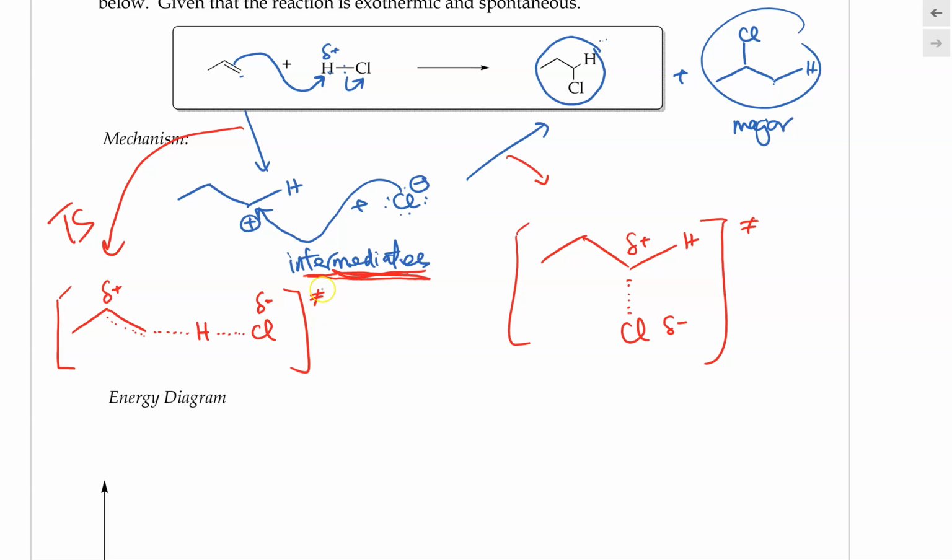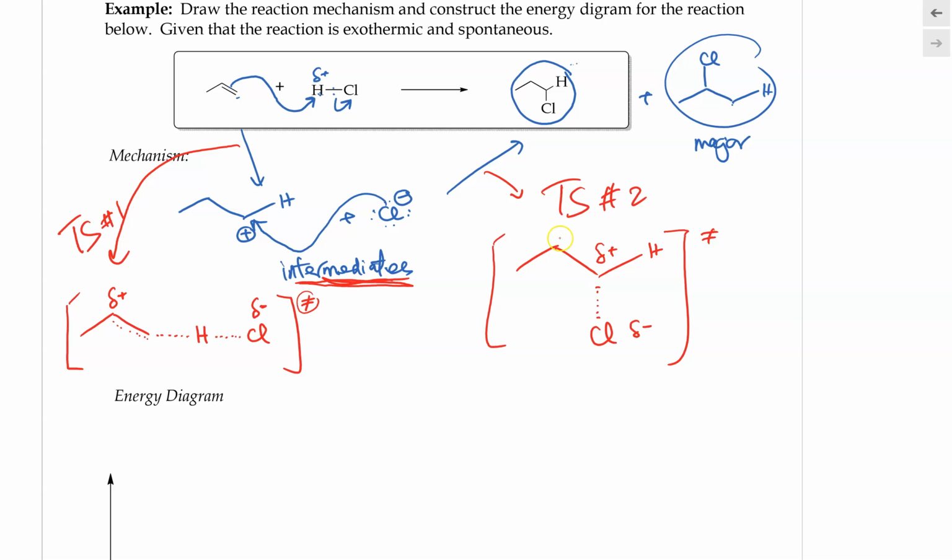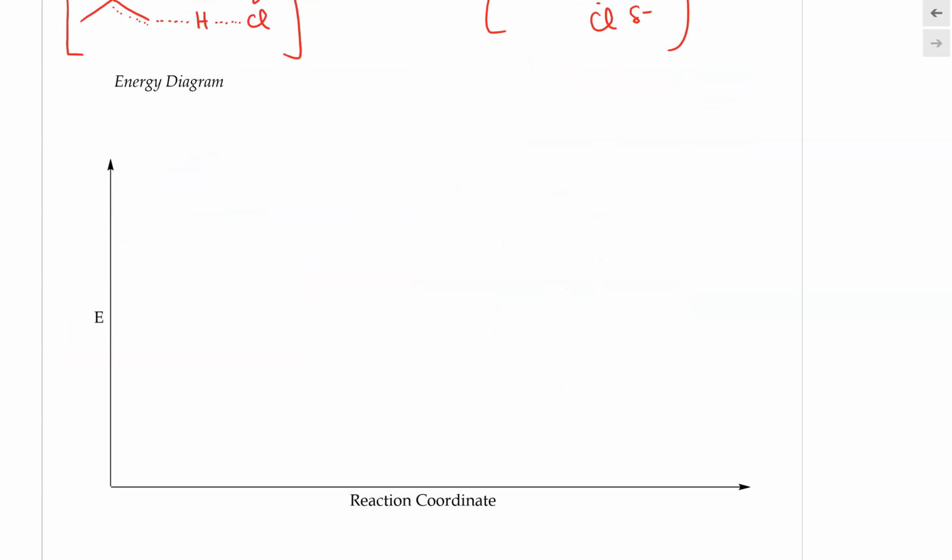And this symbol right here represents the transition state. So this will be transition state number 2, whereas this would be number 1. So this is a two-step reaction. This is the mechanism of the reaction with the intermediate and the transition state being drawn out. And now let's apply how we can construct that.